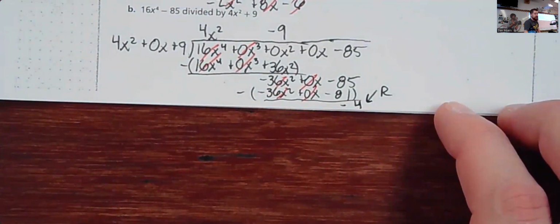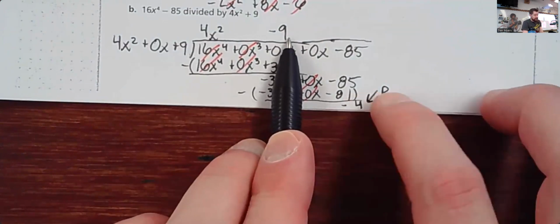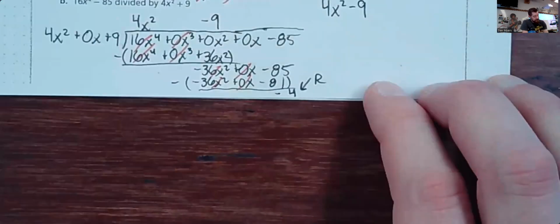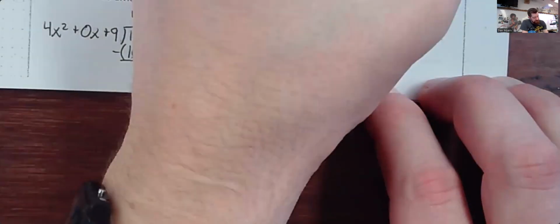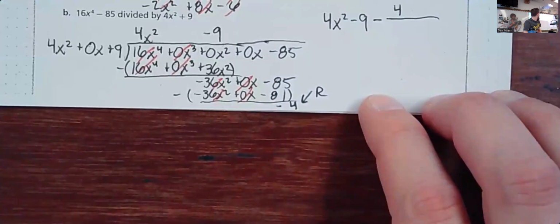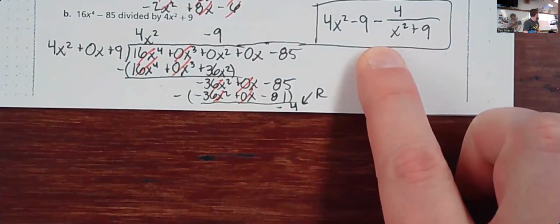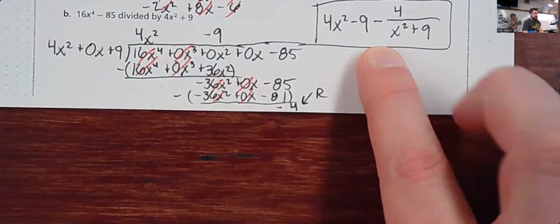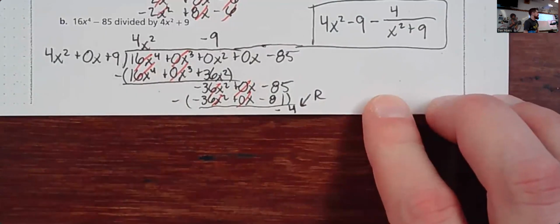So this is the whole number, 4x squared minus 9. With a remainder of, we could write plus, or because it's a negative, I'm just going to write minus 4 over the divisor of 4x squared plus 9. That's our answer there for this one. Anytime you have a remainder, the remainder goes over the original divisor, which is 4x squared plus 9. We don't need the 0x in the answer. That's only to do the division.